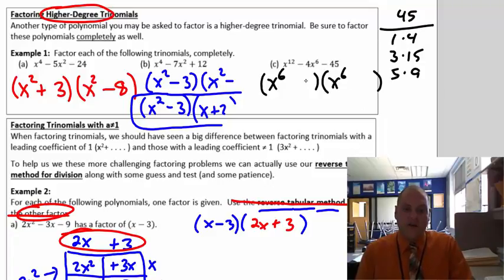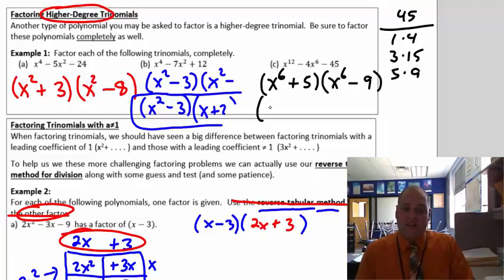How do I get 4? 5 times 9. 5 minus 9 gives me negative 4. Just like you would factor x squared minus 4x minus 45. Same exact thing, right? You just got to make the exponents higher.